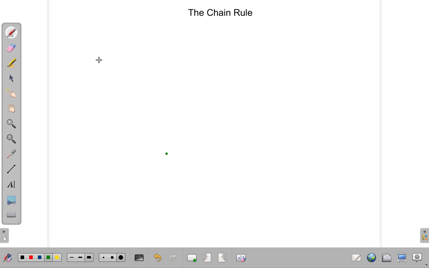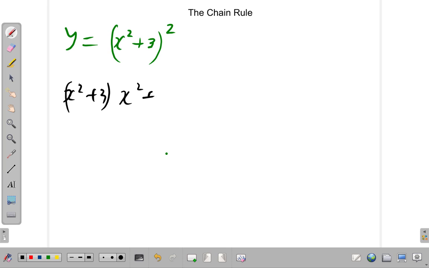Now suppose you have y is equal to x squared plus 3, and that is squared. Alright? Let's not use the chain rule at first. Let's use expansion and work it out and see what will happen. Then we will use the chain rule and see if we get the same thing. So now, x squared plus 3 squared means x squared plus 3 times x squared plus 3.